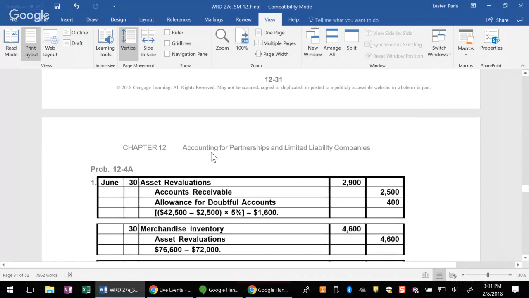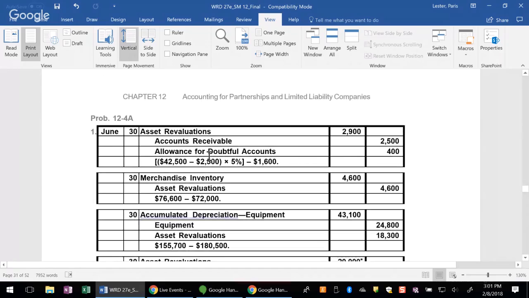Problem 4. You do asset evaluation. All right. Accounts receivable, you want to write down 2,500. Now, you want to increase, take out your allowance. It leaves 40,000 accounts receivable multiplied by 5% is 2,000. Minus 1,600 leaves 4. So a credit of 4 and a credit of 25 is asset revaluation of 2,900.